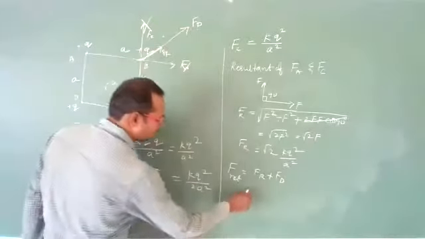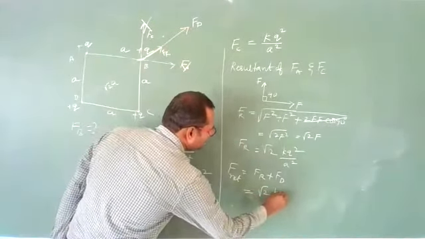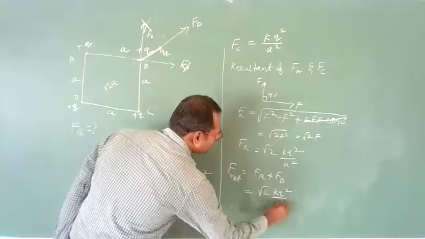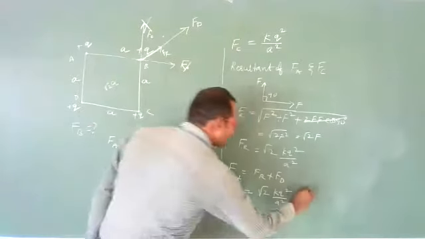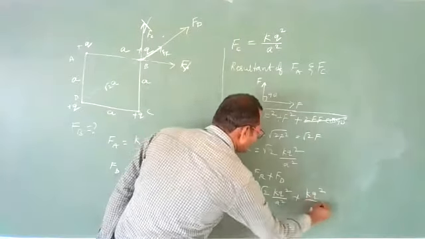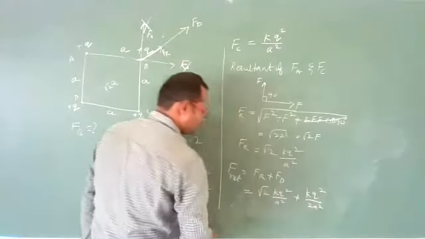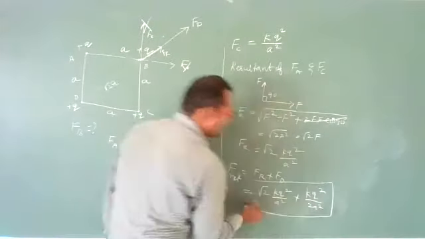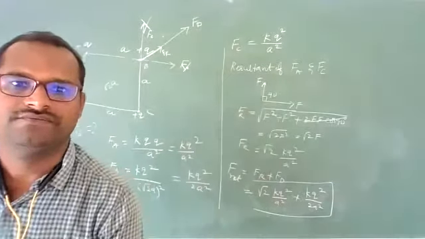So the resultant force is the FR value, root 2 times KQ square by A square, plus the FD value, KQ square by 2 times A square. Okay, KQ square by A square we can take common, and you will get the answer. Yes, this is the final answer.